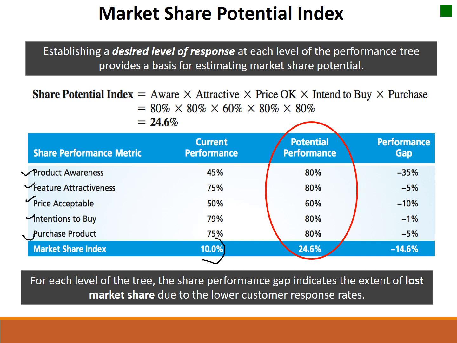So if our current performance is 10% market share, we can say, well, look, we can do a better job boosting awareness because we can develop advertising and so on, and that will help us out. Right? So if I do that, maybe I can get that number up to 80%, and I can close our performance gap from what we are doing to what we could be doing. And we could also do that in these other areas as well.